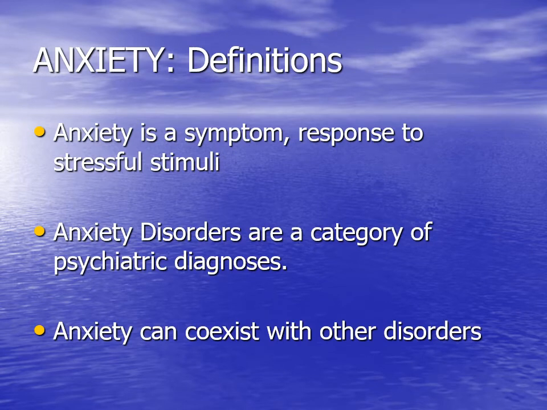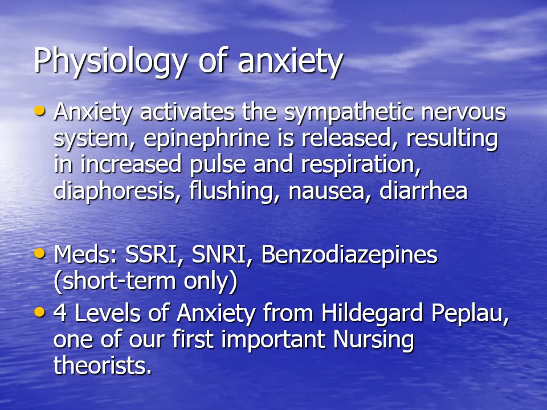All right, so definitions. Anxiety is a symptom, and it's usually a response to either internal or external stressful stimuli. Anxiety disorders are also a category of psychiatric diagnosis in the DSM-5 TR, and they frequently coexist with other disorders. Physiology of anxiety: anxiety activates the sympathetic nervous system, causing epinephrine to be released, and that upregulates your system so that you breathe faster. It can make you sweat and can make you nauseous and have GI issues.